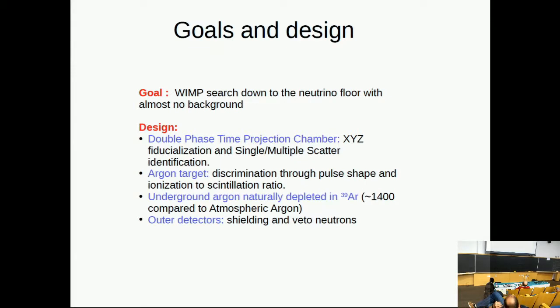This is very important, and this is the reason why argon target was not used before, because the rate of atmospheric argon-39 is about 1 becquerel per kilogram. So if you want to build 1 ton, it's about 1,000 hertz in your detector. 20 tons is 20,000 hertz. So it's really important to have depleted argon. And this has been achieved by extracting argon from underground sources. There is also an outer detector, which provides shielding, also against neutrons.